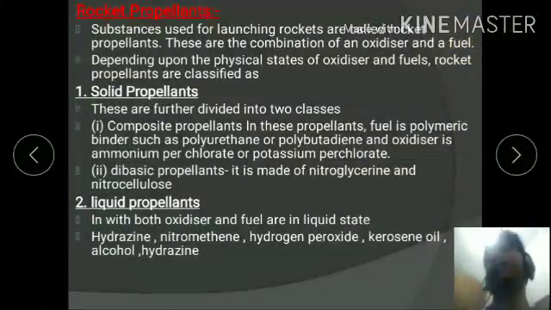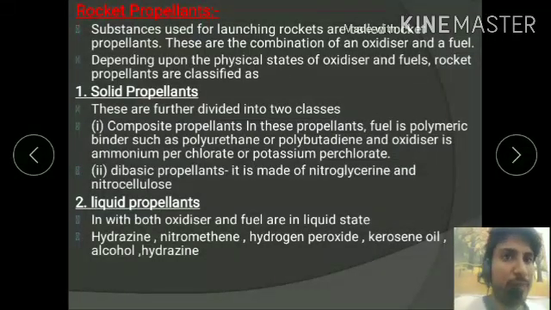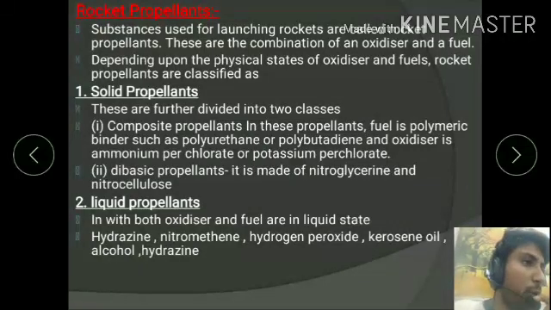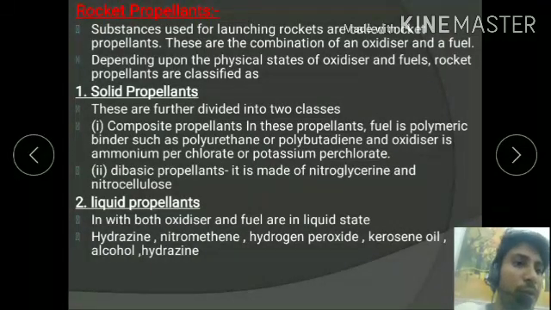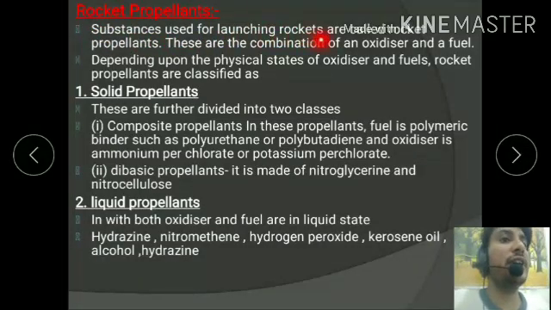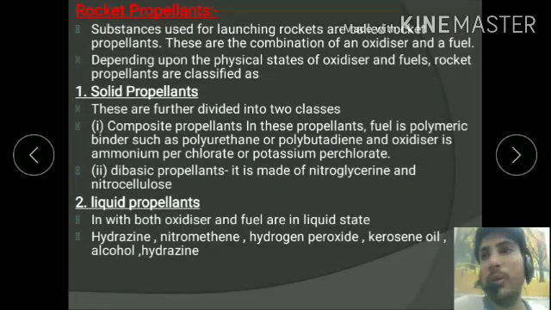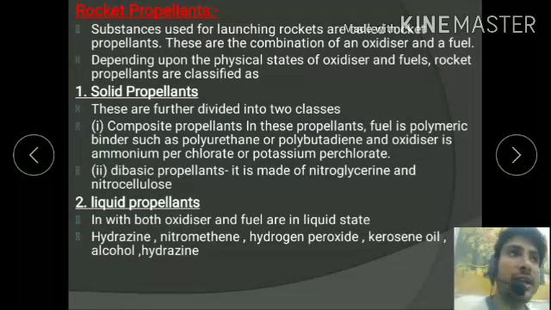Now the rocket propellant. What is rocket propellant? This is the last point of this chapter. What is propellant? Propellant is a fuel. The substance used for launching rockets is called rocket propellant. Rocket propellant provides the energy to the rocket, that's why it can go.